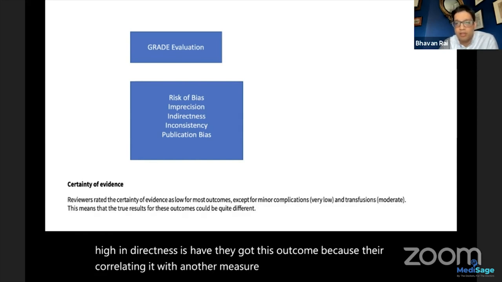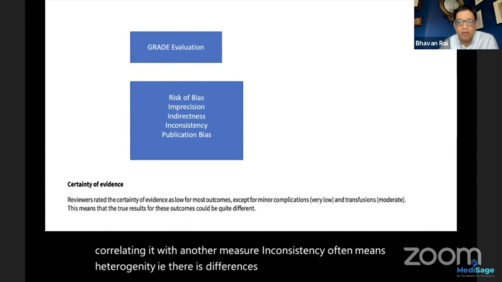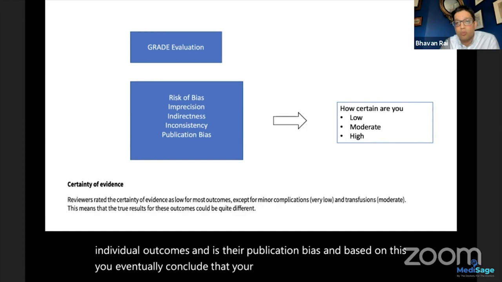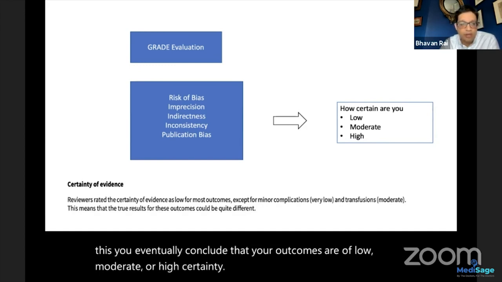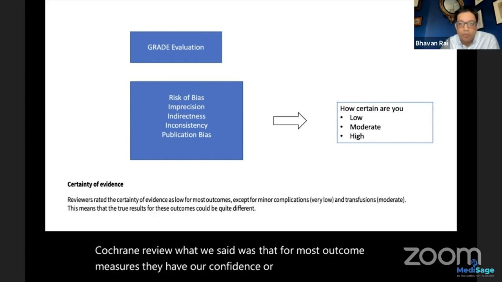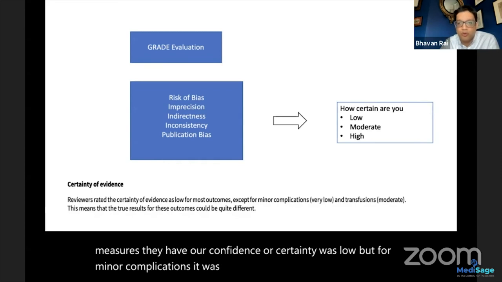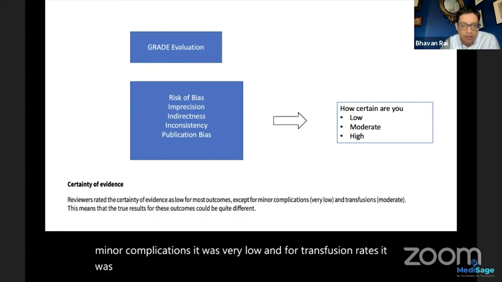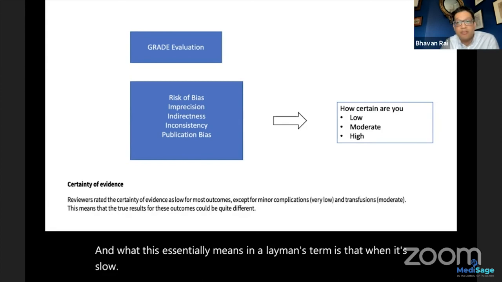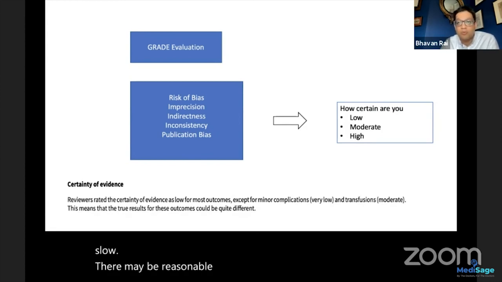Inconsistency often means heterogeneity, i.e. there are differences between individual studies for individual outcomes, and is there publication bias. And based on this, you eventually conclude that your outcomes are of low, moderate, or high certainty. And for this Cochrane review, what we said was that for most outcome measures, our confidence or certainty was low. But for minor complications, it was very low. And for transfusion rates, it was moderate. And what this essentially means in layman's terms is that when it's low, there may be reasonable potential that these outcomes may not be true. So that's what we did.